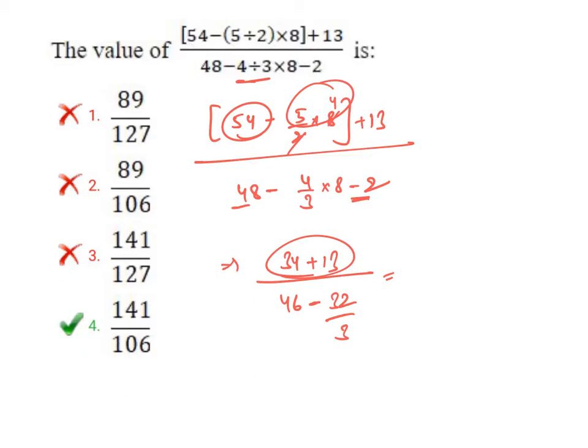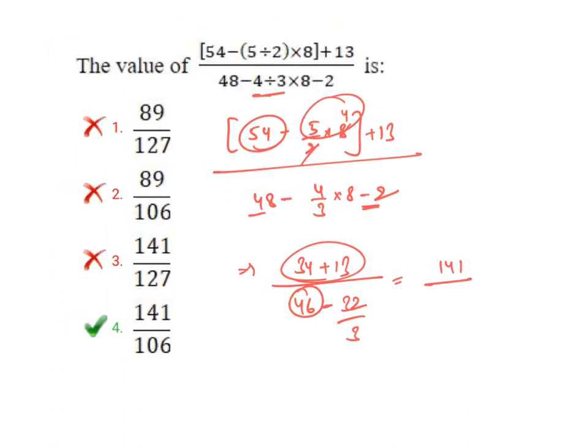47 into 3, so that is 141. 46 into 3, so that's 138 minus 32. Therefore, the answer is 141 by 106. So that's a simple one. You can just go through the BODMAS rule and just substitute it.